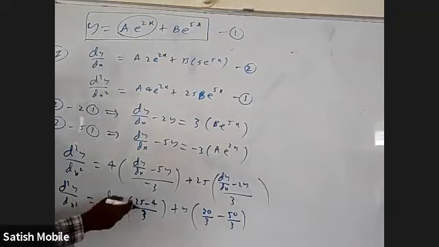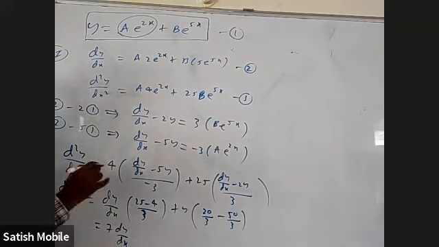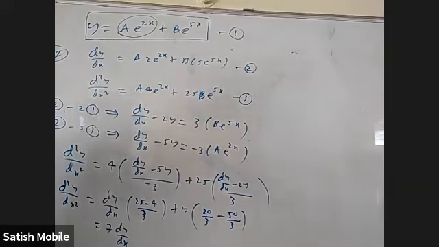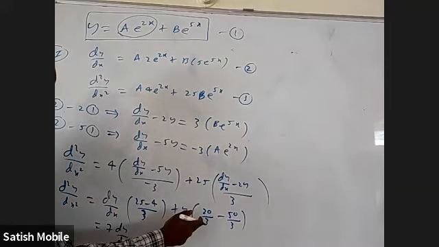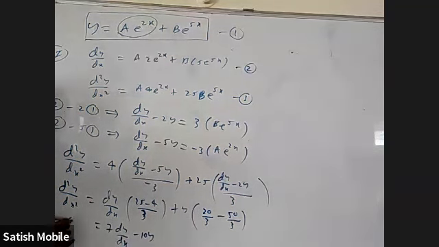So this is 21 by 3, 7. So I'm going to get 7 dy by dx. You can see, and here minus 30 minus 10. So this is the answer. We'll discuss some easy methods, but I want everybody to write this.